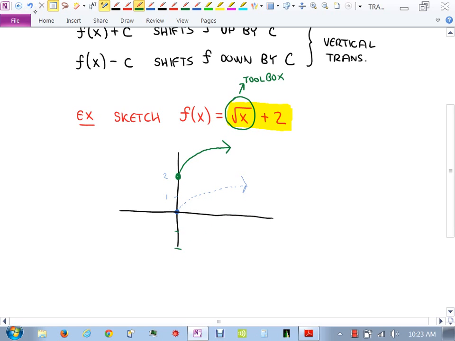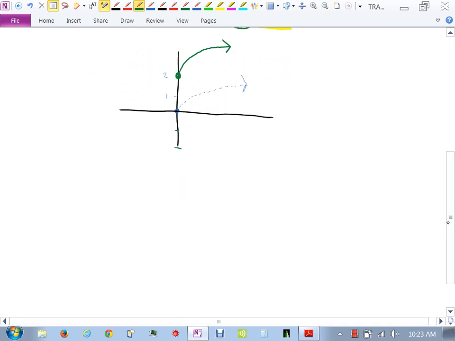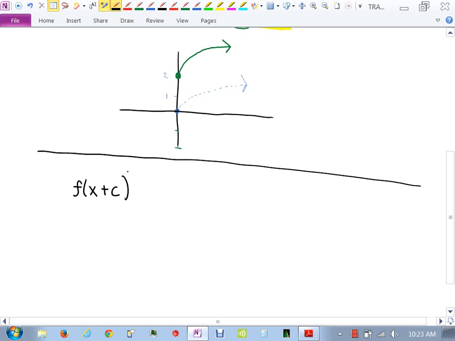All right. So that's our up and down shifts. Those are the easiest ones. Now, how would you move a graph left and right? So let's see. I'm returning now to my notes up there. If you have f of x plus c or f of x minus c.